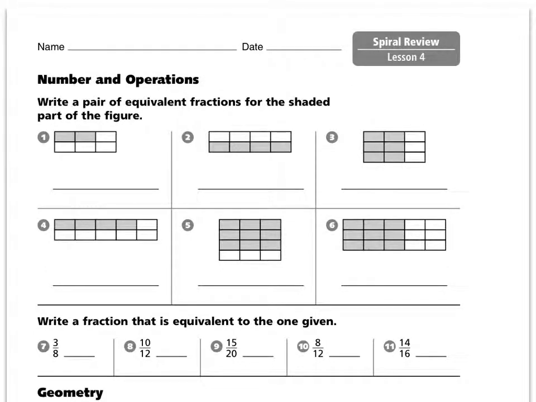Let's look at Chapter 10, Lesson 4 Review. Write a pair of equivalent fractions for the shaded part of the figure. So I know that equivalent fractions means equal. For number 1, I can see that it's going to be 2 out of 6. I can reduce this down to be 1/3. They are equal. For number 2, I have 4 out of 8, or reduce it down to be 1/2.